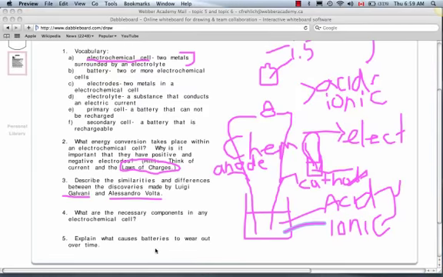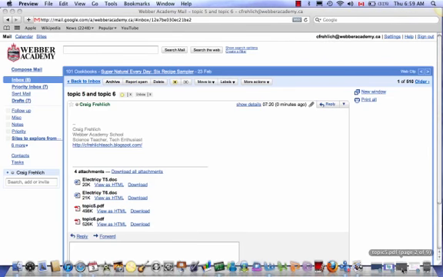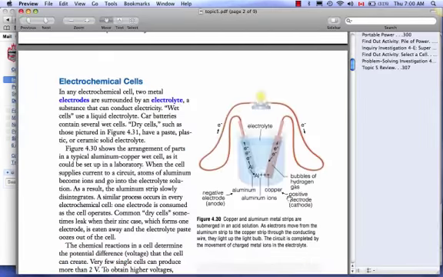Number 5, explain what causes batteries to wear out over time. So let's look at our picture again to get a sense of this. What happens is, if you look at this, the aluminum allows its electrons to leave and they collect here, and what happens is the aluminum ions... so the aluminum starts to wear down, the aluminum strip in the anode.